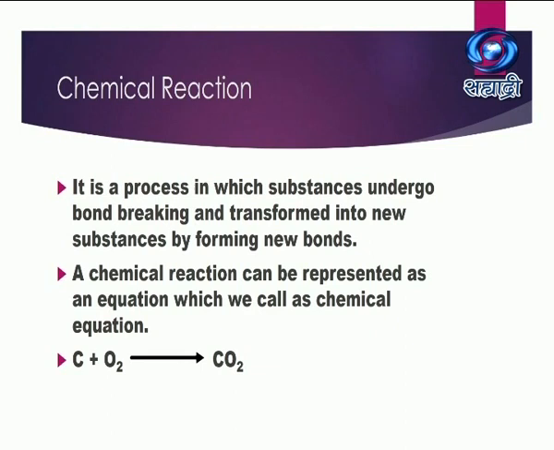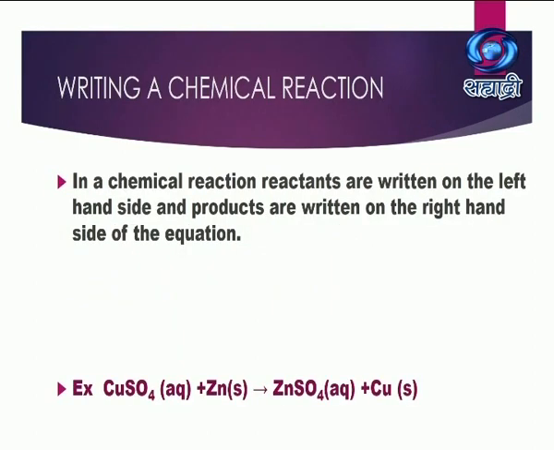A chemical reaction can be represented as an equation which we call a chemical equation. Here you can see I have written C plus O2, that is carbon plus oxygen. When they react together, they give carbon dioxide. So this complete reaction can be given in a small equation, that is C plus O2 gives CO2, that means carbon dioxide. Now how to write a chemical reaction?